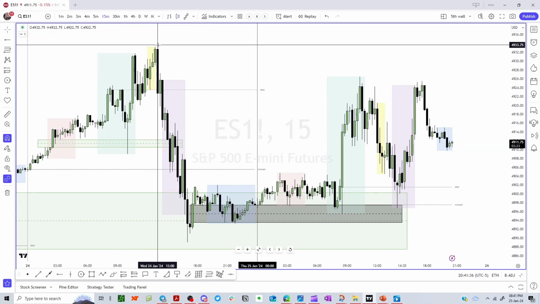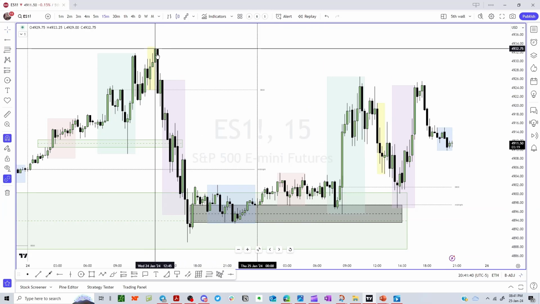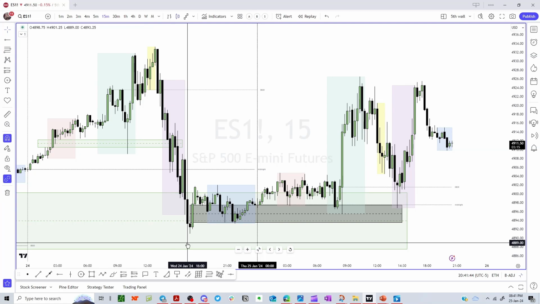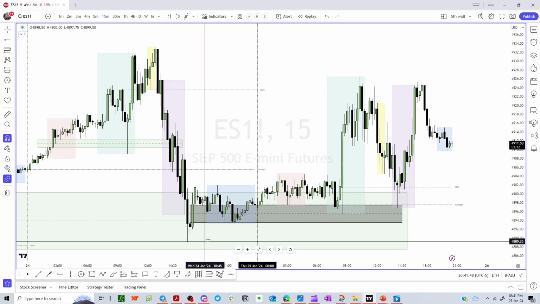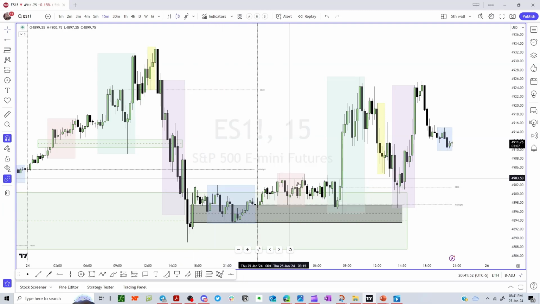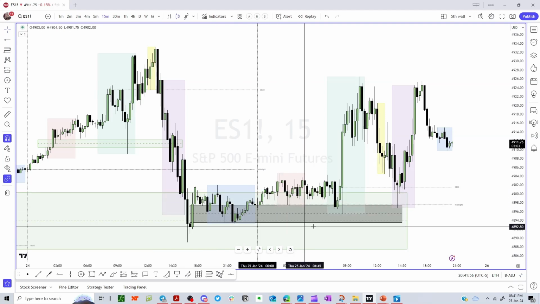Besides that, keeping in mind where is the price in relationship to the previous day's range, previous day's open, previous day's low, previous day's high, previous day's low. You also want to be aware of the previous days, or rather the previous session highs and lows.